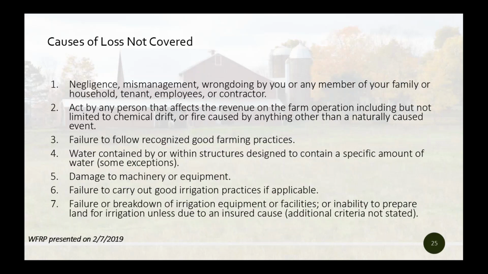So this is a long list and it will continue for a couple more slides. The causes of loss that are not covered under whole farm. The causes of loss on this slide have been truncated somewhat for brevity. The intent is to create awareness that not all causes of loss that result in a reduction of revenue are covered by the whole farm policy. Again, it's important to keep your agent informed and maintain documentation to support the reduction in revenue from insured and uninsured causes of loss. So here's the first 7 in the list of not covered losses.